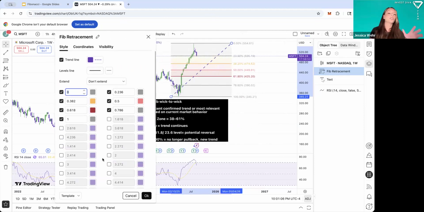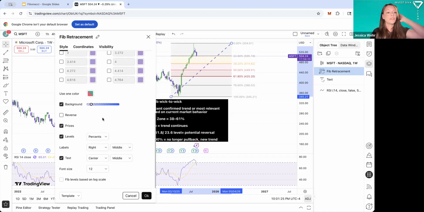Number one, make sure you only have 0, 382, 618, 1 on the left, checked. On the right, you have 236, 50%, and 786. Everything else is unchecked.